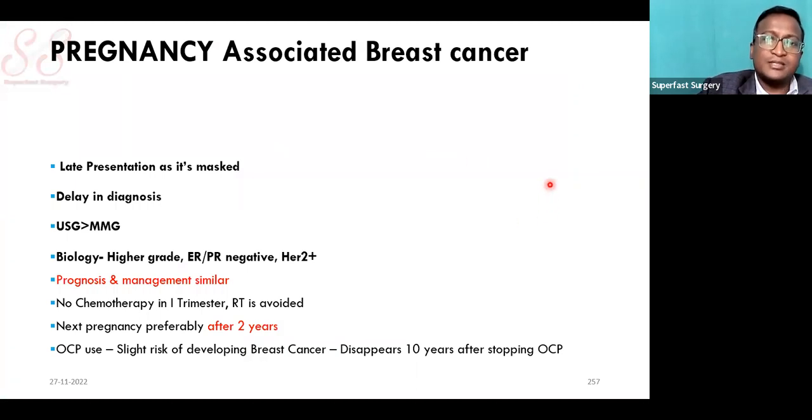Now, pregnancy-associated breast cancer: there is late presentation as it is masked, and there is delay in diagnosis. Ultrasonography is better because the breast is dense. The biology is higher grade. Prognosis and management are the same, but pregnancy should be avoided for 2 years.